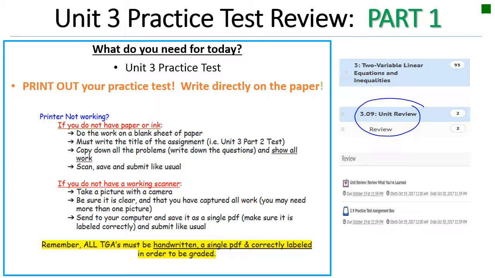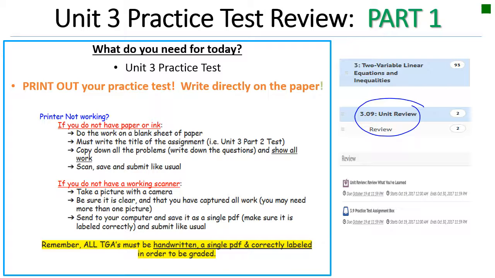Remember, if your printer is not working, you've run out of ink, you don't have a printer, you can do all the work on a blank sheet of paper. You want to make sure you write the title of the assignment. You want to make sure you copy down all the problems, so that includes the questions, and show all the work. And then you'll scan it and save it like usual.